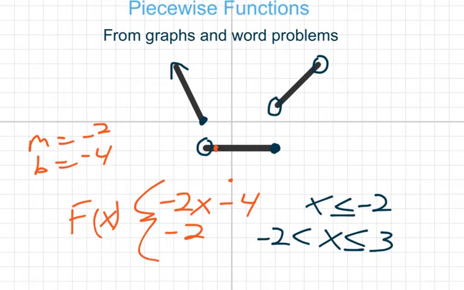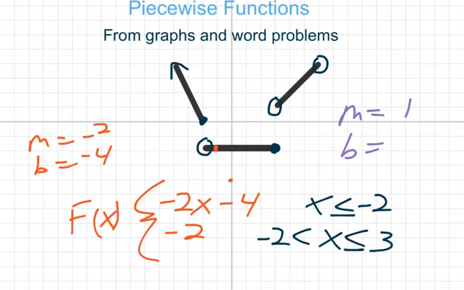Alright, we have one more function, our third one over here. And that one is linear as well. So I'm just going to look for my slope and my y-intercept, so my m and my b. And my slope, it rises 1, runs 1, and it's positive because it's increasing. So I would write 1 for my slope.